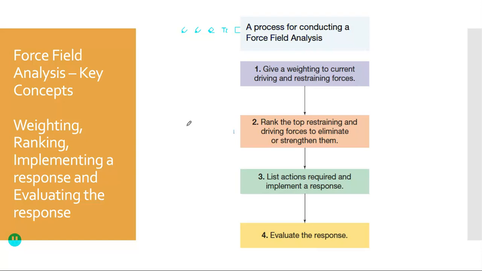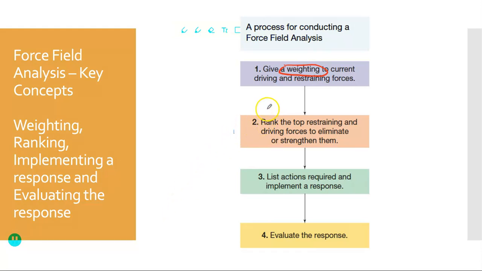Now, when we talk about some key concepts that are new to the study design, but not new to the theory, weighting, ranking, implementing, and evaluating, we need to understand that not all driving forces and restraining forces are going to be as important. Just like in a tug of war, we have strong people and less strong people. So giving a weighting is going to be working out which ones are more important, which ones are going to be the bigger driving forces, or potentially, more importantly, which ones are going to be the bigger restraining forces. Weighting means working out of 100, giving percentages, so weighting the percentage. So this one is 40% of the restraining forces, for example.